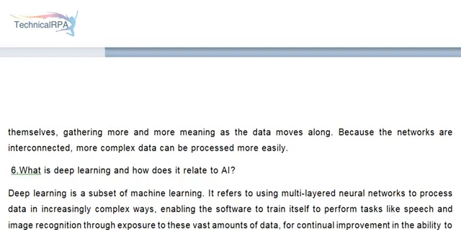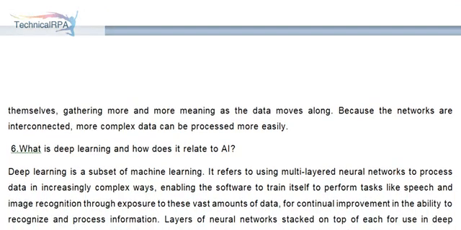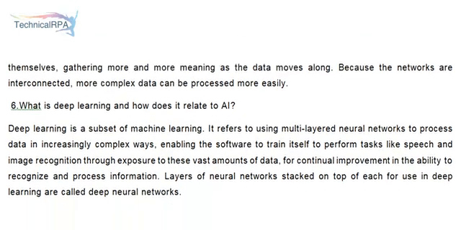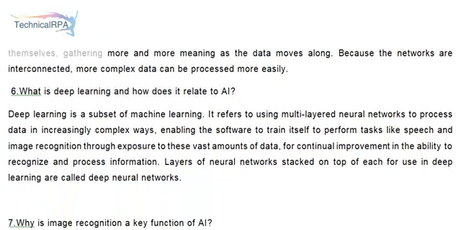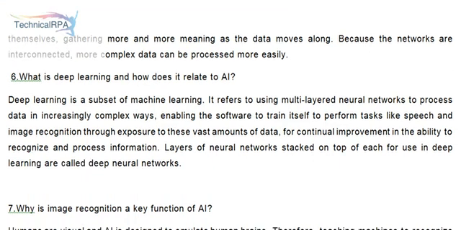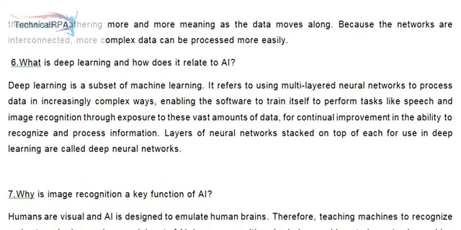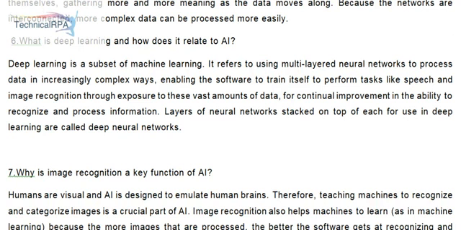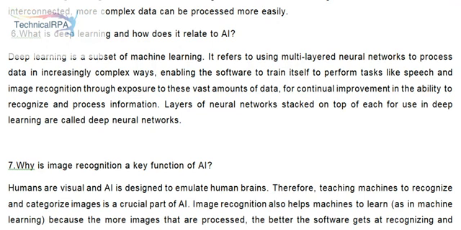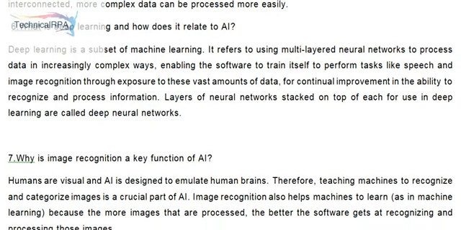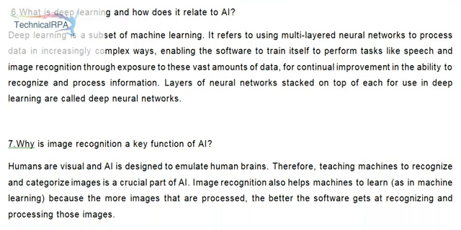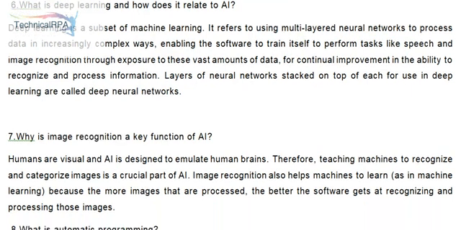6. What is deep learning and how does it relate to AI? Deep learning is a subset of machine learning. It refers to using multi-layered neural networks to process data in increasingly complex ways, enabling the software to train itself to perform tasks like speech and image recognition through exposure to these vast amounts of data, for continual improvement in the ability to recognize and process information. Layers of neural networks stacked on top of each other for use in deep learning are called deep neural networks.